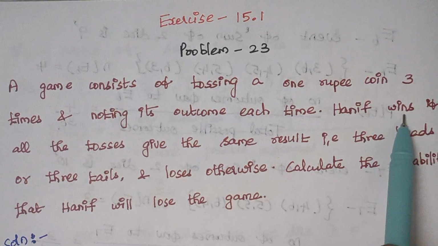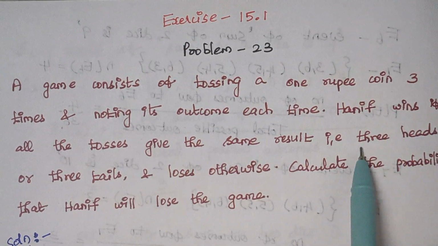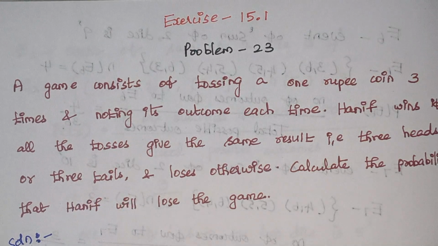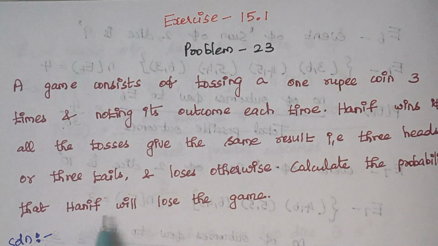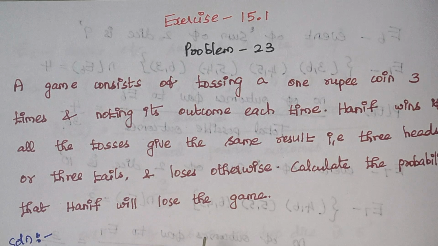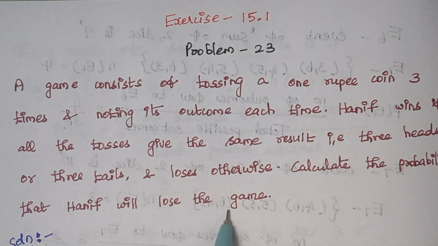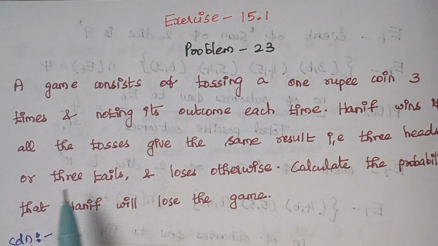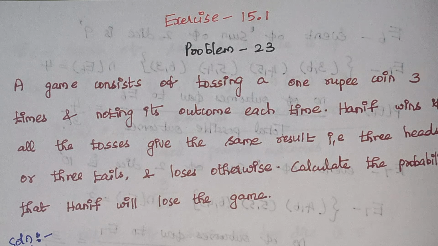When will Hanif win? If the output is 3 heads or 3 tails. But here we are asked to calculate the probability that Hanif will lose the game. So when will Hanif lose the game? When he won't get 3 heads together or 3 tails together. So this is the meaning.